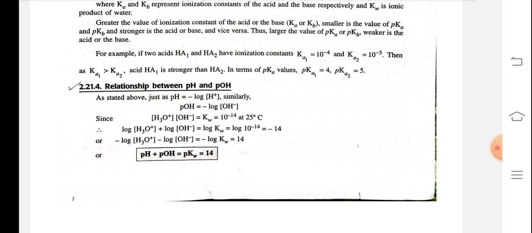That's why log concentration of H3O positive plus log concentration of OH negative ion is equal to log Kw, which is equal to log 10 raised to power minus 14, which is equal to minus 14. That is, minus log concentration of H3O positive ion minus log of concentration of OH negative ion is equal to minus log of Kw, which is equal to 14. pH plus pOH is equal to pKw, which is equal to 14.